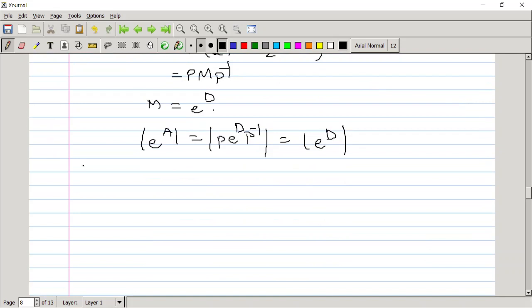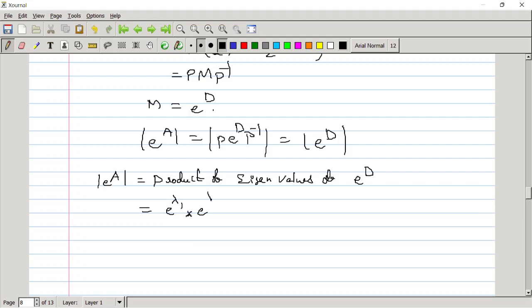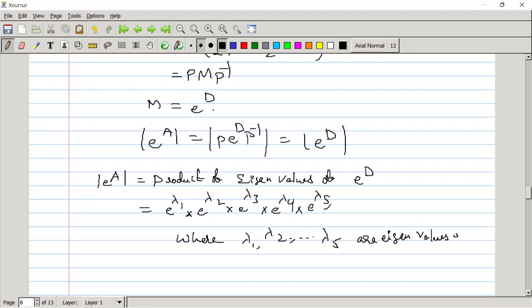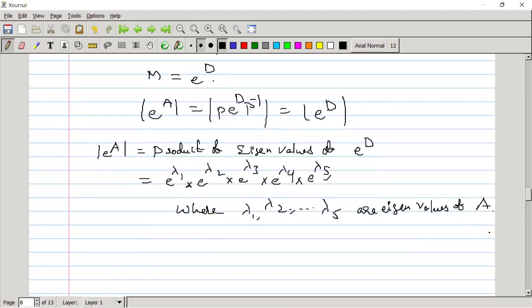So we know that the determinant of e power A is nothing but the product of eigenvalues of e power D. Whenever lambda is an eigenvalue of A, then e power lambda is an eigenvalue of e power D. So by using that property this is equal to e power lambda 1 times e power lambda 2 times e power lambda 3 times e power lambda 4 times e power lambda 5, where lambda 1, lambda 2 and so on up to lambda 5 are eigenvalues of A, not D. Sorry, of course the eigenvalues of A and D are the same.